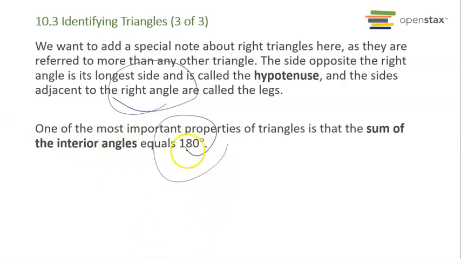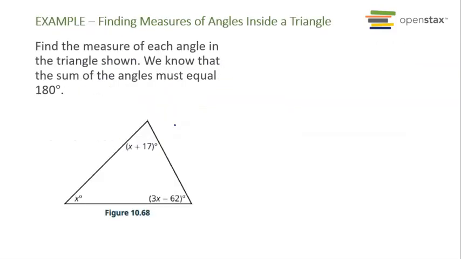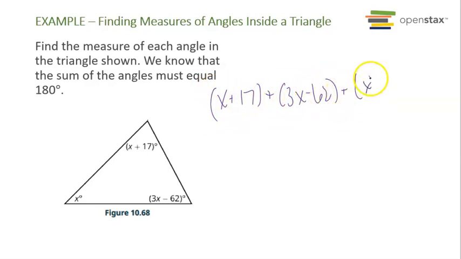So since we know that all 3 angles in every single triangle, it doesn't matter how big, how small, what the shape is, how many are equal, they all have to add up to 180. If I have expressions for the angles, I could do just like what we did before when we were looking at parallel lines and adjacent angles. I can say, oh, well, all of these things need to add up to 180. So x plus 17, and it doesn't matter the order, plus 3x minus 62, plus just an x. This has to equal 180.